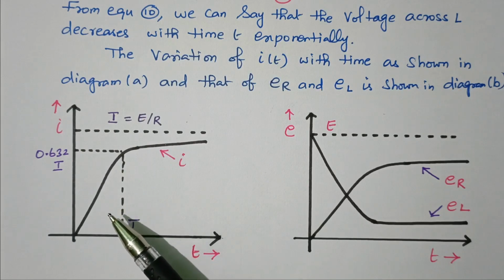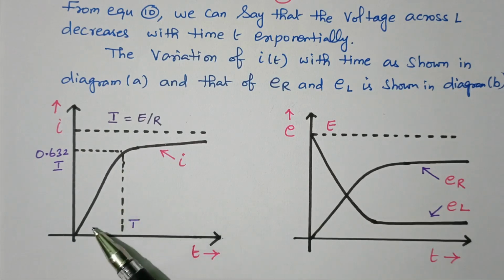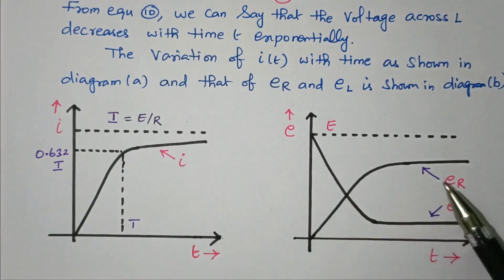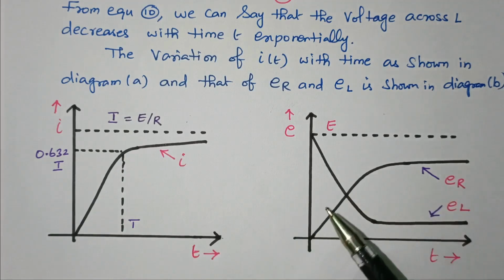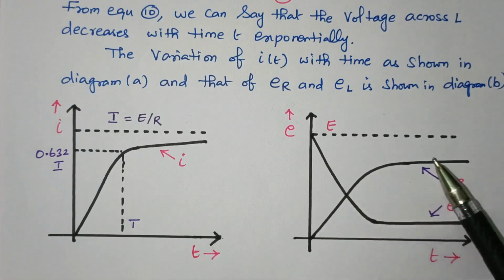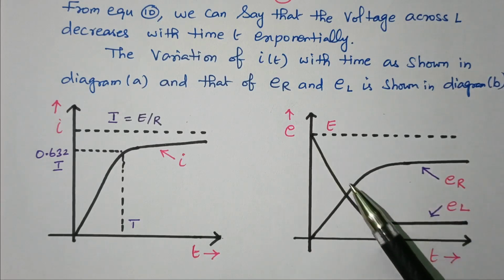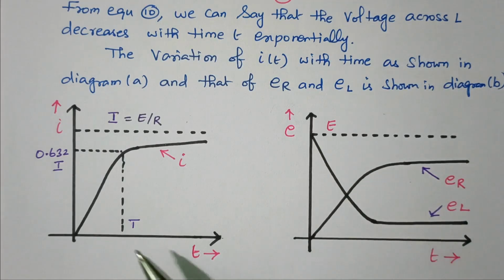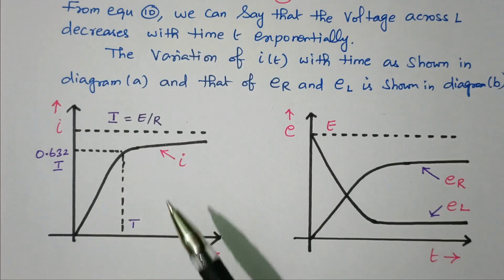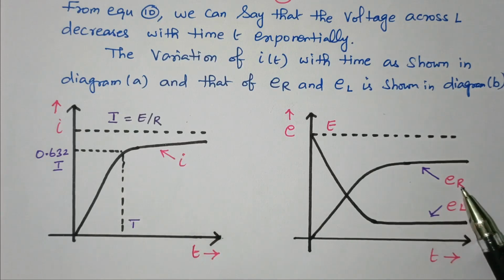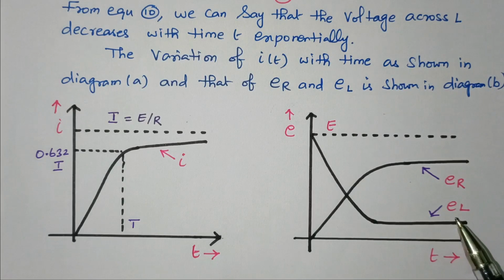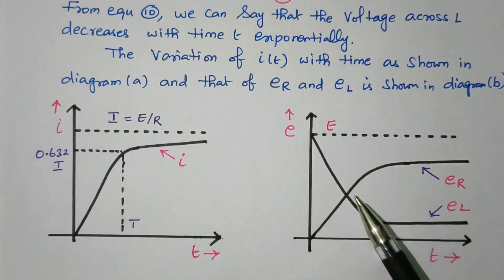So after analyzing, we are able to say that when the time increases, the current through the circuit increases exponentially. Similarly, voltage across the resistor is also increasing from 0 to E. But the voltage across the inductor is decreasing. We already discussed that it keeps on decreasing exponentially. So current increases exponentially with respect to time, voltage across the resistor also increases exponentially with respect to time, and the voltage across the inductor decreases exponentially with time.